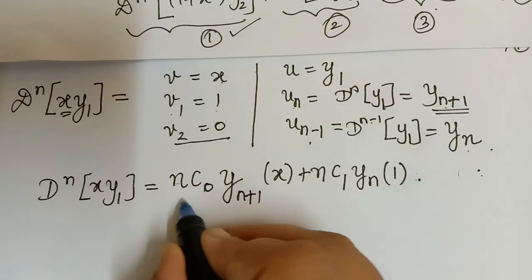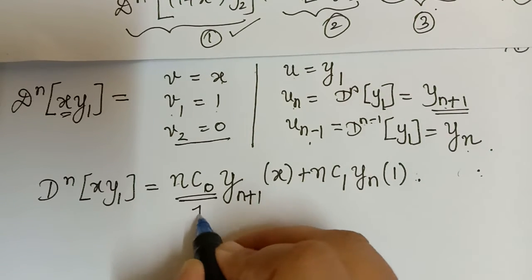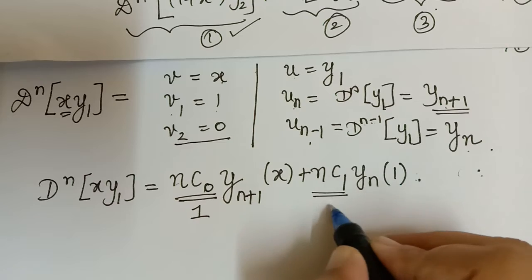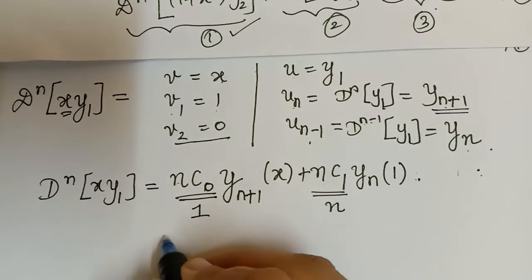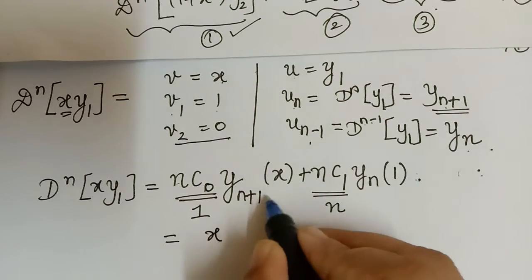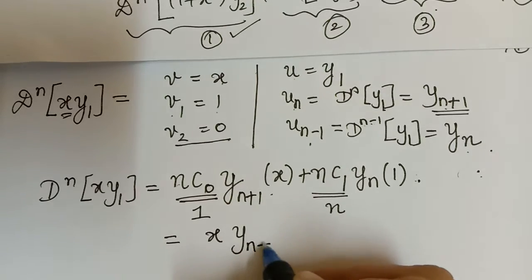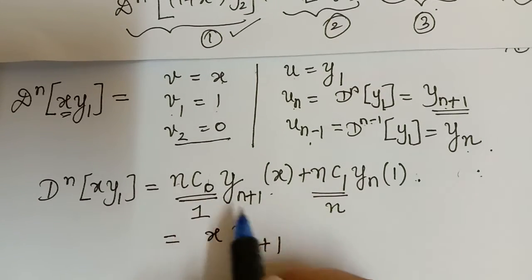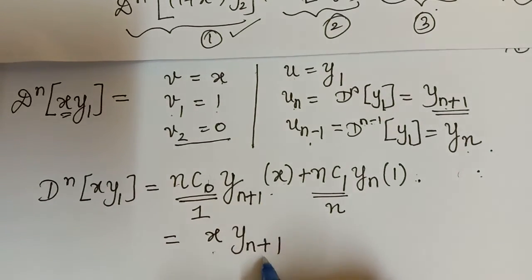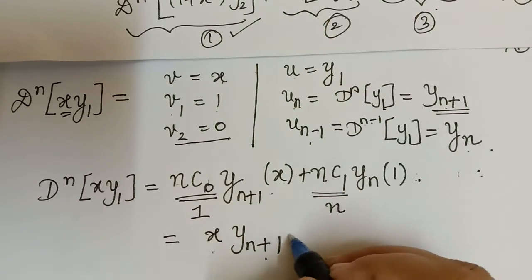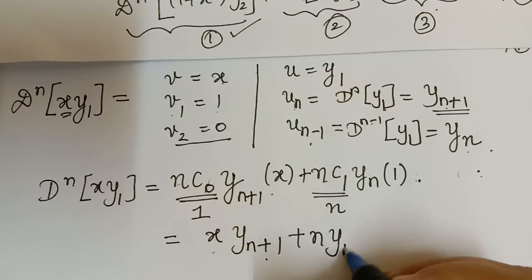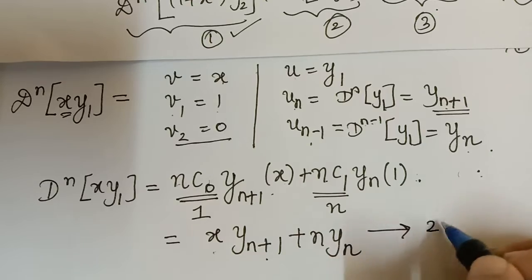But what is nc naught? Already we saw that nc naught is 1 and nc1 is n. So when we substitute that here, this will become x yn plus 1. Because this is 1, it will be only x yn plus 1. And this is n, so we will have plus n yn. So let us mark this as term 2.